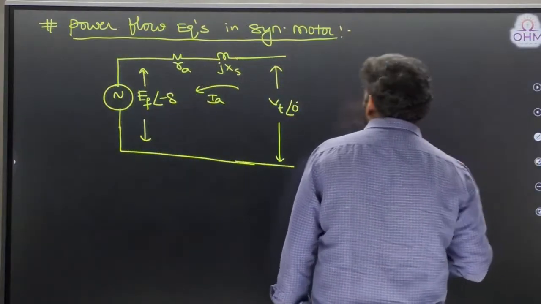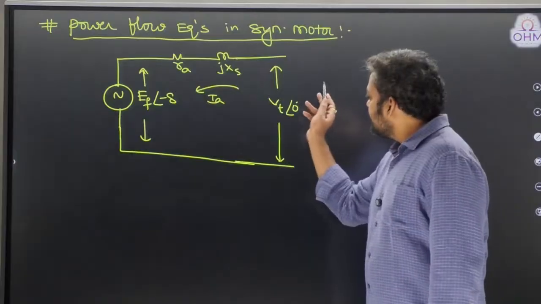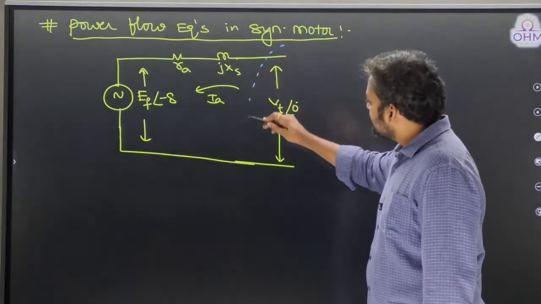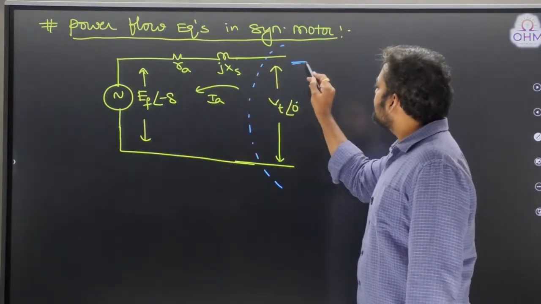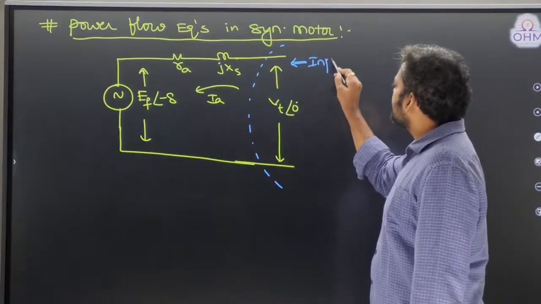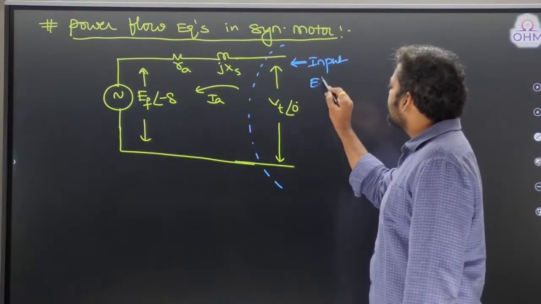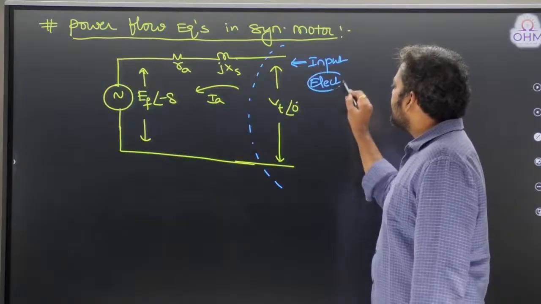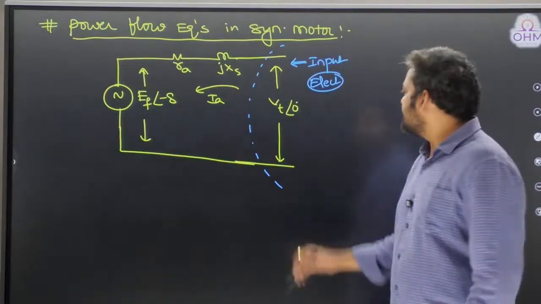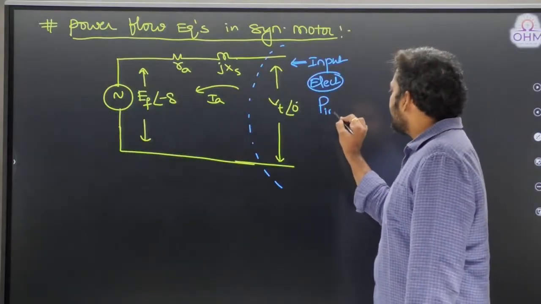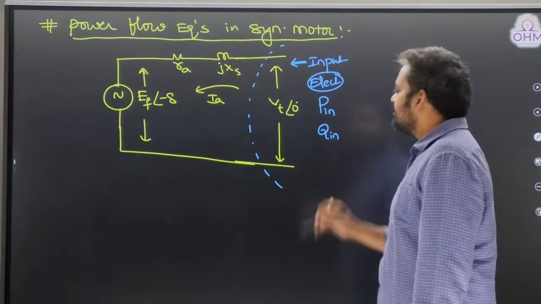Remember, it is a motor, guys. Motor means terminal side, that is, this is the input. Where input is electrical, guys. When I say it is an electrical domain, you will have active power component as well as reactive power component. Active power input and reactive power input.